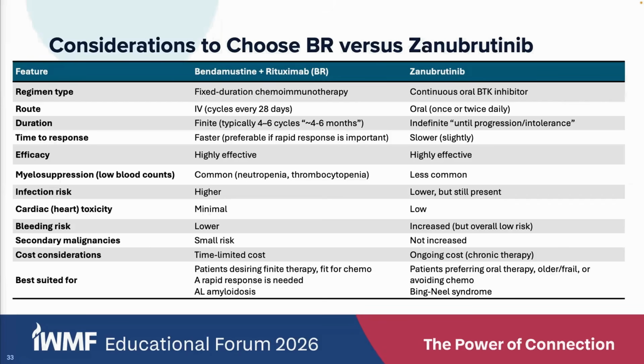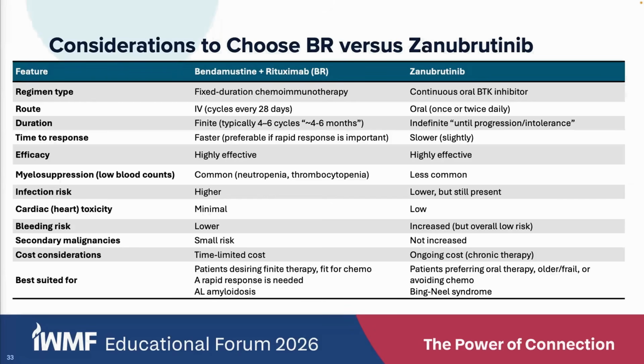They're both highly effective. In fact, as far as we know, they're probably both equally effective. So that's not typically the major factor to decide on one or the other. Low blood counts are way more common and more likely to be severe with BR than with Zanu. Zanu can still lower the blood counts, but not as commonly and not as severely as BR. The infection risk with BR is higher than Zanu, although infections are still very important even with zanubrutinib.